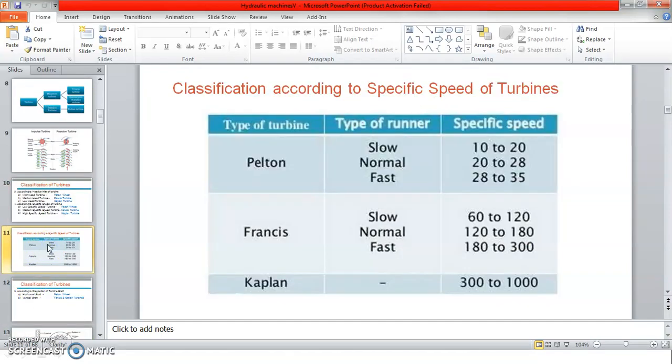Then next, classification according to the specific speed of turbine. Here they have mentioned the speed actually. It is 10 to 20, 20 to 28, 28 to 35 for Pelton, slow, normal, and fast respectively. And similarly it is given for Francis also. And for Kaplan it is the highest one, since the rotations per minute are between 300 to 1000. It is the highest one.